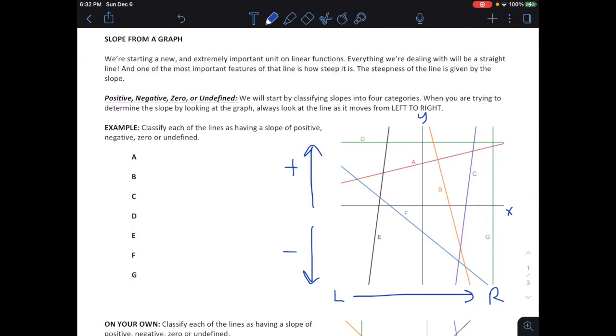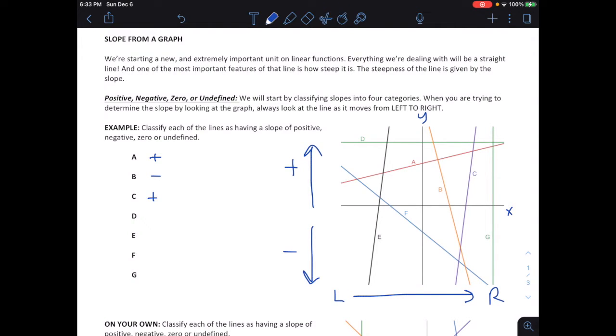calculate. Okay, so if we look at line A, the red line, and look from left to right, we have to go up along that line. So that would be a positive slope. So I'm just going to use a plus sign for positive for line A. For line B, the orange one, from left to right, it's going down. So we'd say that has a negative slope. And then line C, the purple one, it's really, really steep, but from left to right, it is going up. So that has a positive slope.